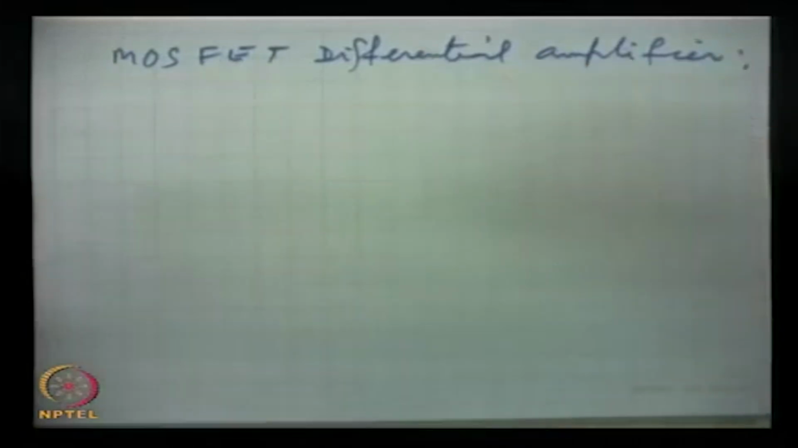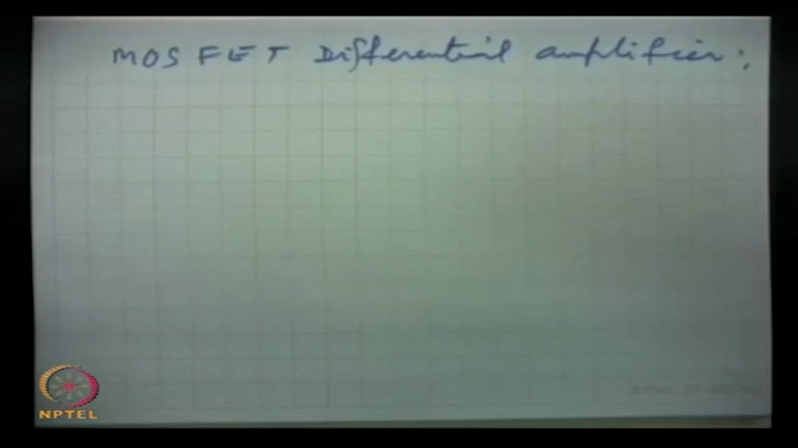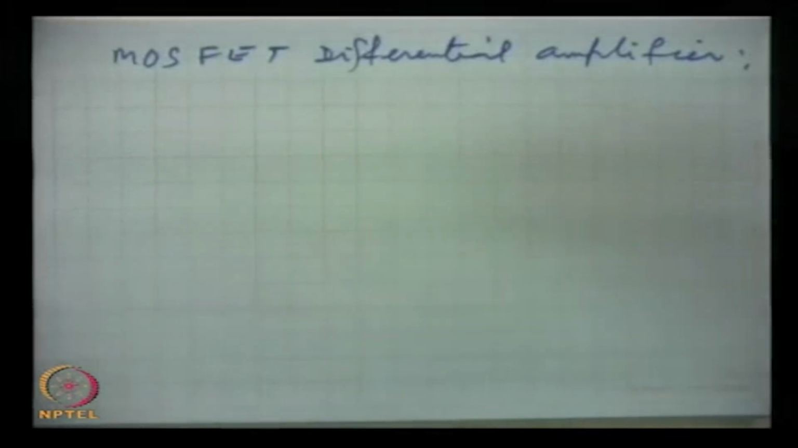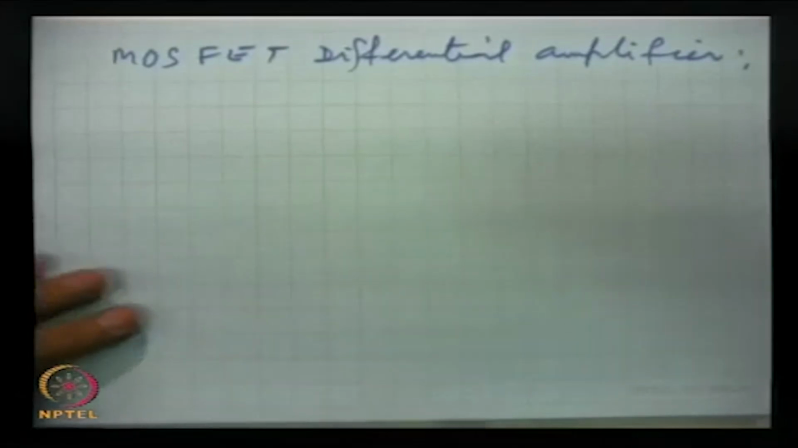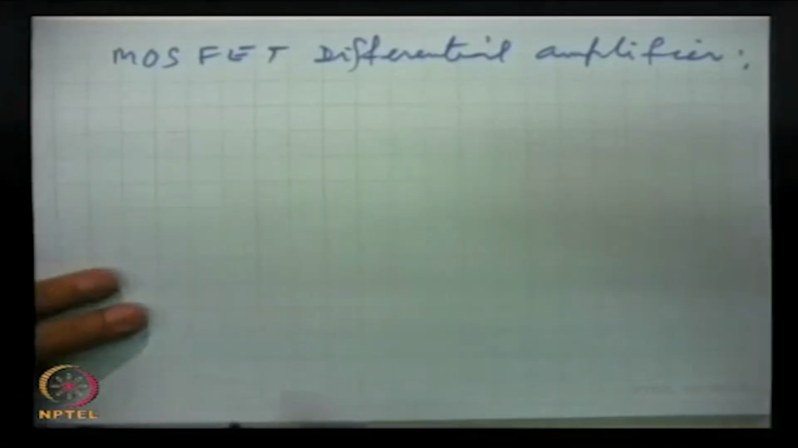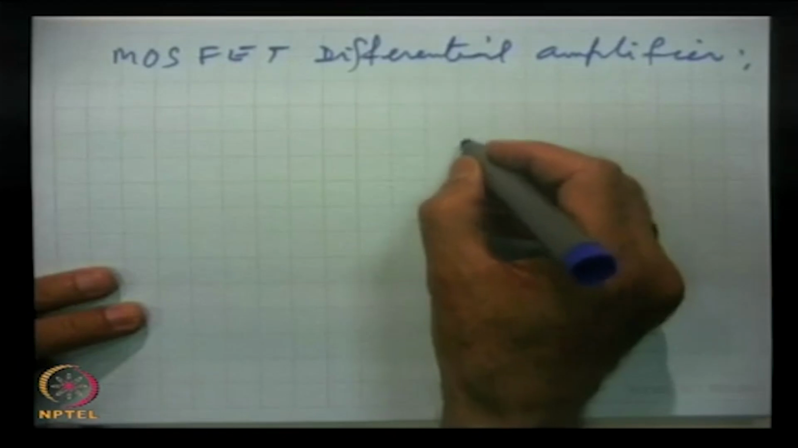The analysis which we have done holds with slight modification. For example, gain will depend not on beta, but on the transconductance. So those terms are to be used, otherwise it is the same. So, very briefly I take this here.